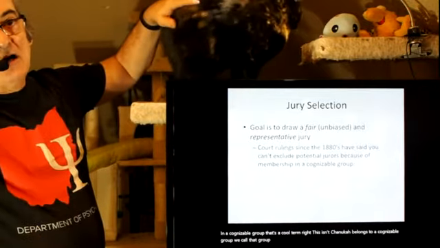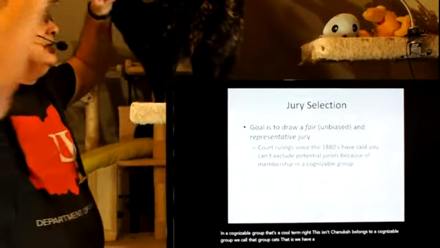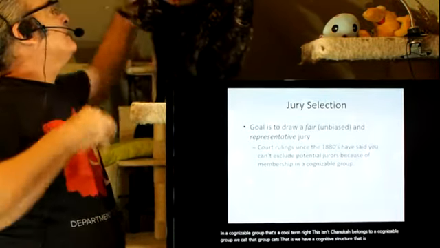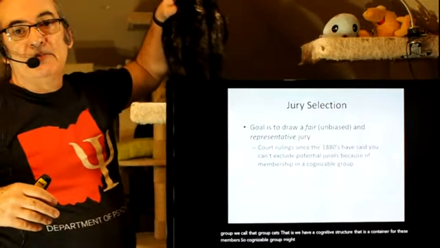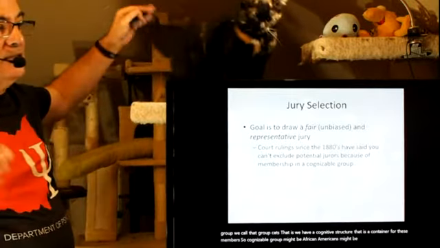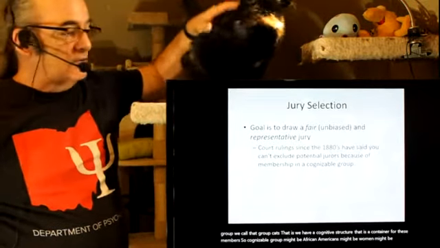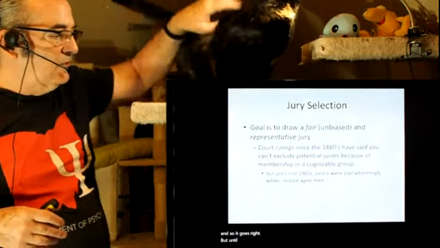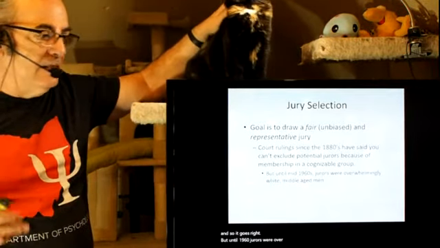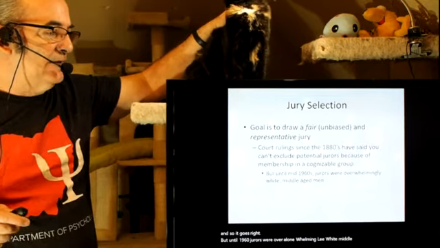That is, we have a cognitive structure that is a container for these members. So a cognizable group might be African Americans, might be women, might be Italians, and so it goes, right? But until 1960, jurors were overwhelmingly white, middle-aged men, and that was basically it.